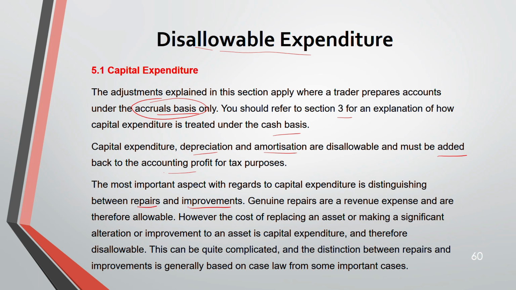You have to identify whether it's a repair or improvement. Why? If it's a repair, it's a revenue expense and it is allowable. If it's an improvement, it is a capital expenditure and it is disallowable. So you have to understand what is a genuine repair and what is an improvement to an asset. For example, if you are incurring a cost to replace an asset or you're making a significant improvement to that asset, it's a capital expenditure.